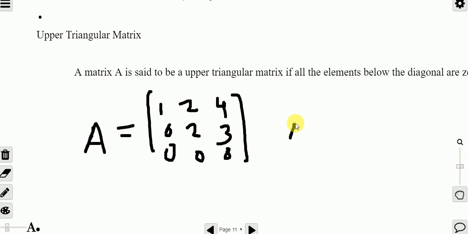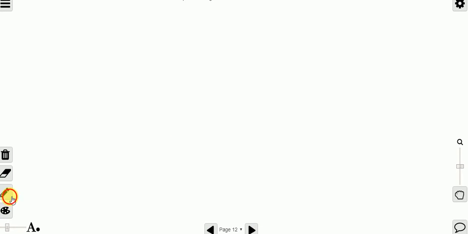Let us take a 2 cross 2 example as well. A 2 cross 2 example will be 1 2, 0 1. So this is one example of an upper triangular 2 cross 2 matrix. In the same way you can create them for 4 cross 4 and so on. So that was another upper triangular matrix.